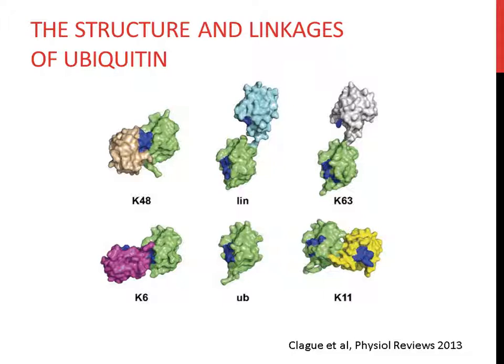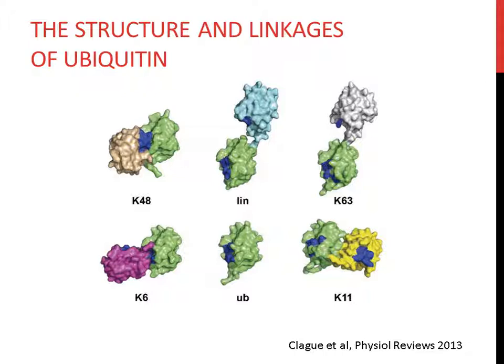Here you can see some of the structures of diubiquitins, and you can appreciate that the structures of these ubiquitin chains are very different, and this shows you why there is such different biology. For example, linear chains, which are important for innate immune signaling, look of course very different from, for example, the lysine 48 chains, which lead to proteasomal degradation.